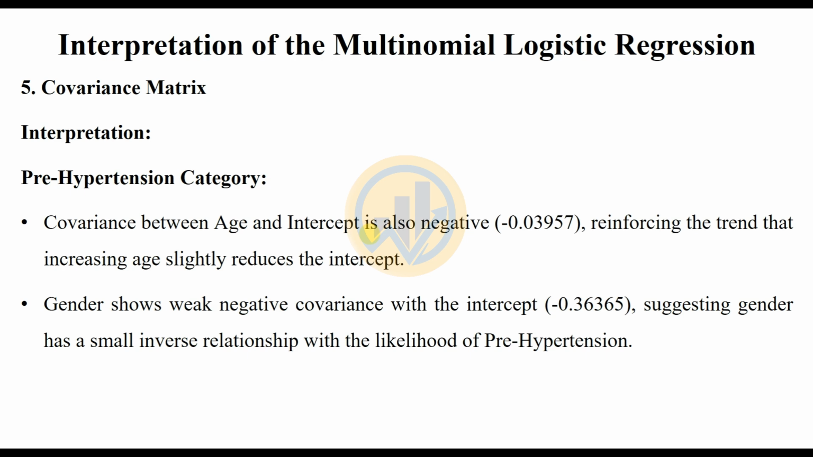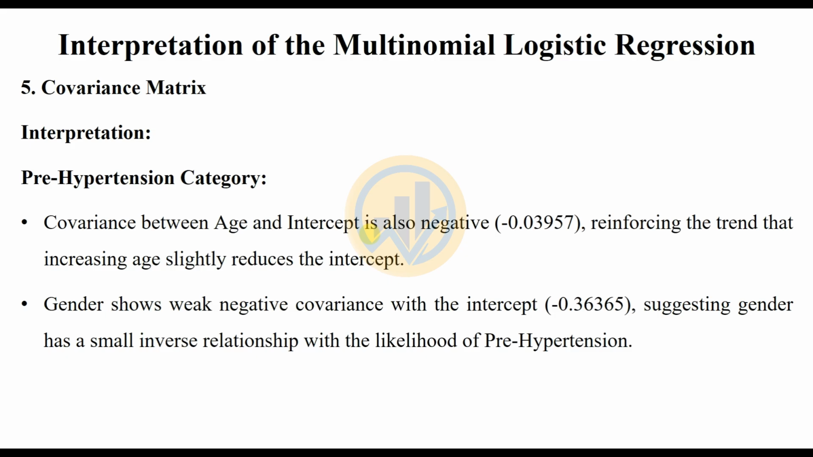The covariance interpreted for the pre-hypertension category. Covariance between age and intercept is also negative, minus 0.03, reinforcing the trend that increasing age slightly reduces the intercept. Gender shows weak negative covariance with the intercept, minus 0.36, suggesting gender has a small inverse relationship with the likelihood of pre-hypertension.